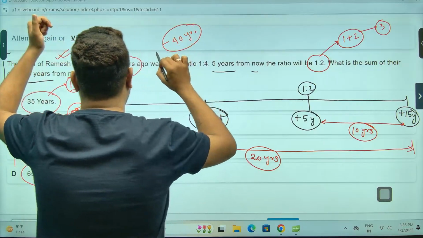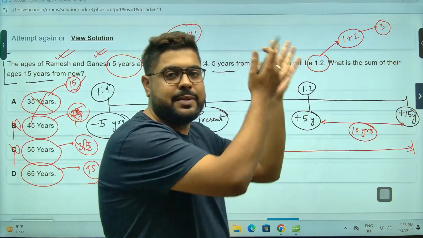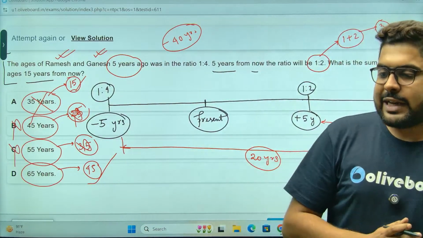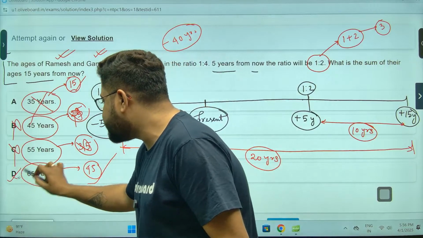20 for Ramesh, 20 for Ganesh, 35 can never be my answer. 35 minus 40 means the age is in negative. The only answer is option D, sir.